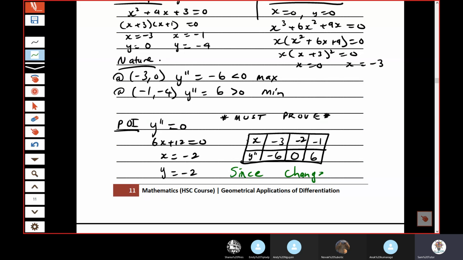Since change in concavity, since change in concavity, -2 is a point of inflection. Talk to your teacher about the POI. That one I can't say, that just depends on your teacher. HSC, they'll accept it. Teachers, I don't know. Some do, some don't. Some think it's point of intersection or whatever. That's fair enough. Just talk to them, whatever they want, just do it. Point of inflection or PI.